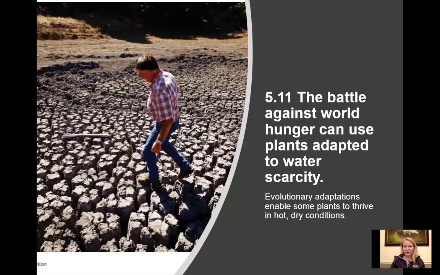Remember I talked about how our DNA is kind of like the cookbook? It tells us all the recipes. Well, maybe I'm adding a recipe in that code, so if it gets too dry, that plant would be able to take that recipe for whatever protein or adaptation that was for dry and hot, and make that in this plant.